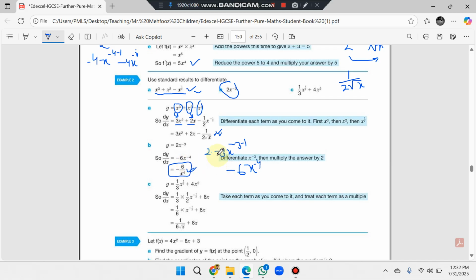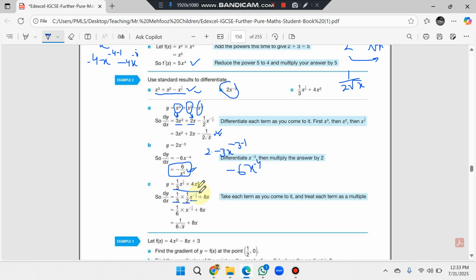Okay. Next is the part C, 1 over 3 x raised to the power 1 over 2 plus 4 x raised to the power 2. First of all, we have two terms in this expression, right? So 1 over 3 is as it is. Here we have x raised to the power 1 over 2. 1 over 2 goes on start and x raised to the power 1 over 2 minus 1, which gives us x raised to the power minus 1 over 2. Understand or not?